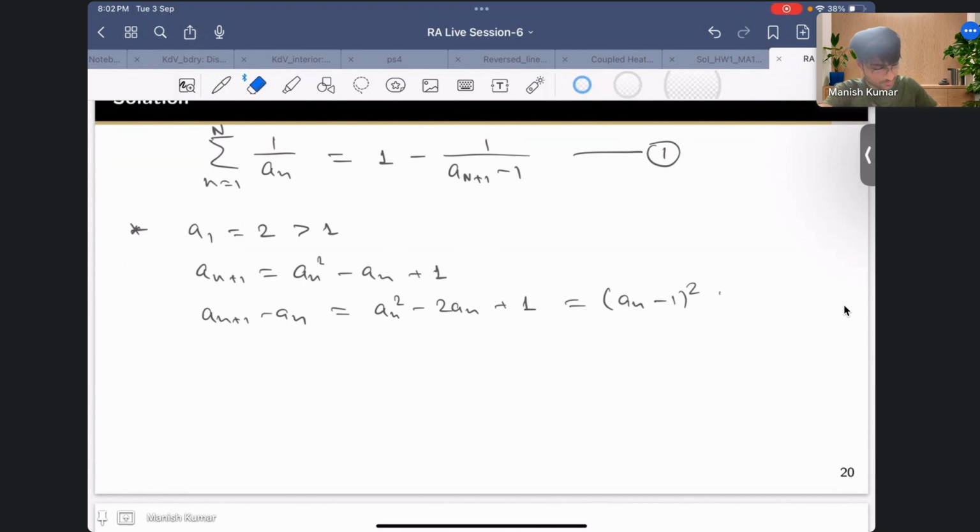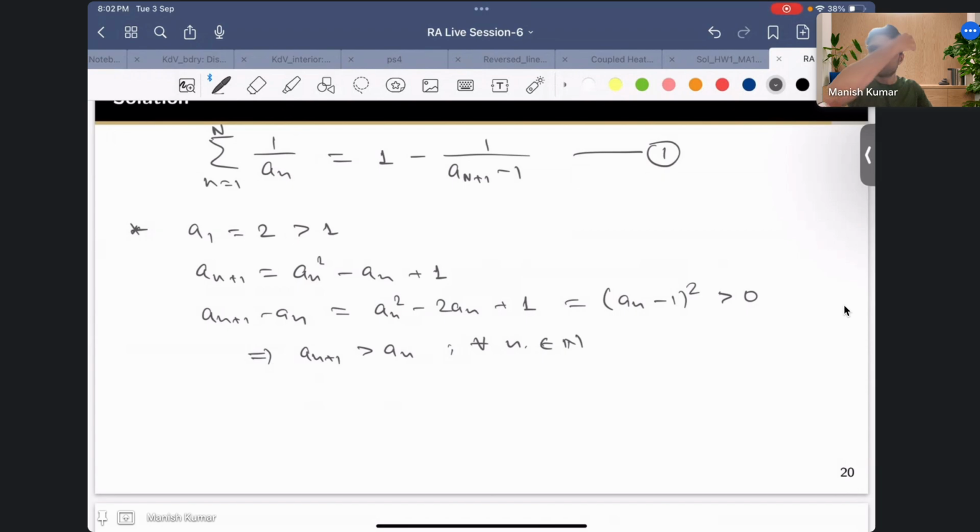Because a_1 is greater than 1, it is positive. So a_2 is strictly greater than a_1, a_3 is strictly greater than a_2, and so on. This implies that a_{n+1} is strictly greater than a_n for all n. So this is an increasing sequence.